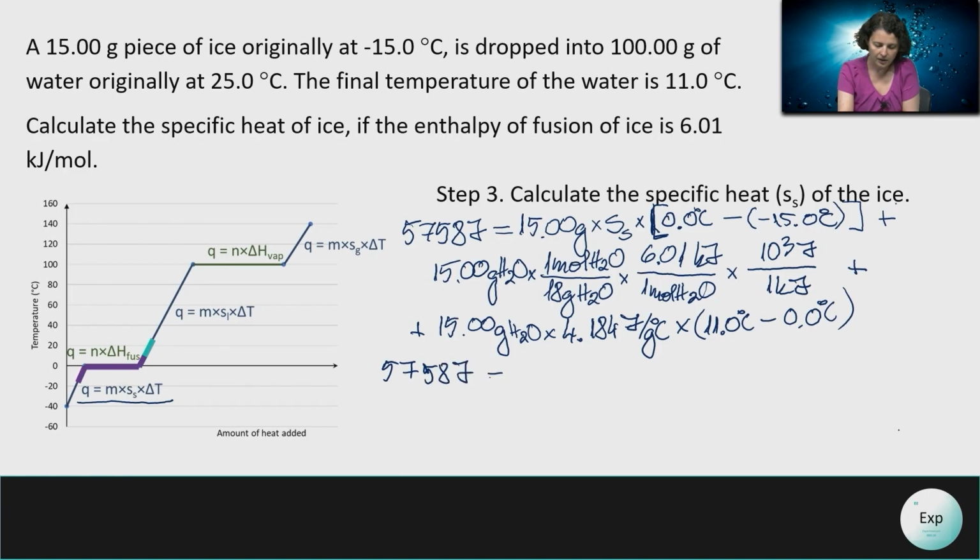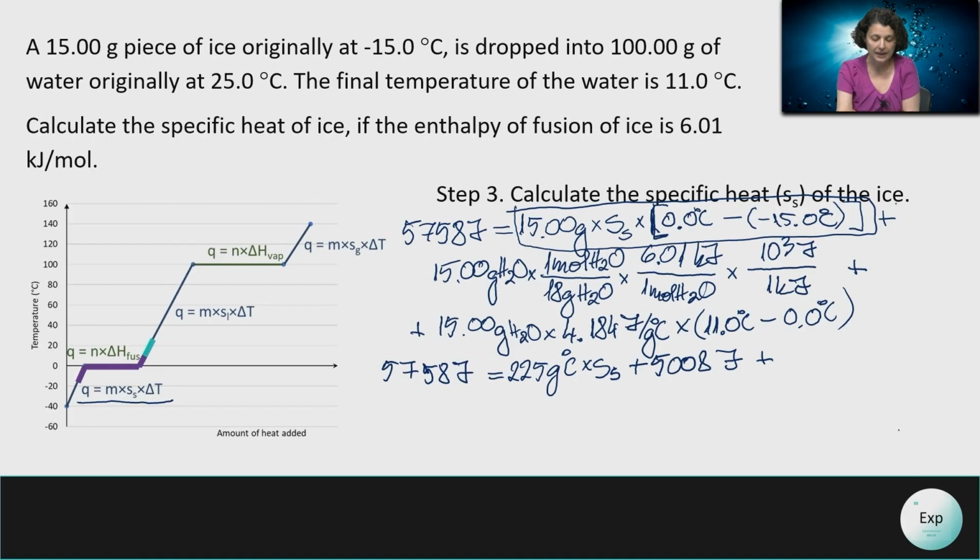And from here, on the left side of the equation, we have 5,758 joules. On the right side of the equation, we can simplify the first part and say we have 225 grams times degrees Celsius times the specific heat of our solid, plus the heat required to melt all the ice can be calculated because we have all the information available. It will be 5,008 joules. And in order to warm up the water from 0 degrees to 11 degrees Celsius, we are going to require 690 joules.